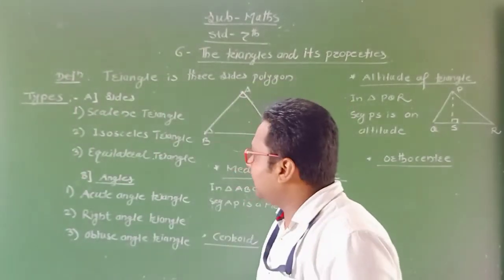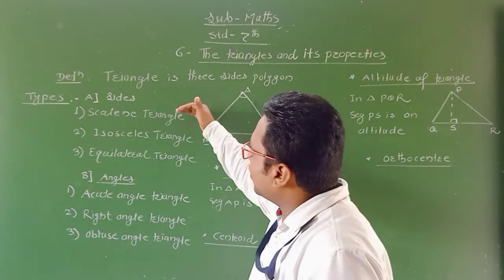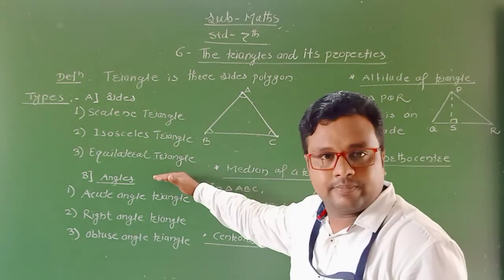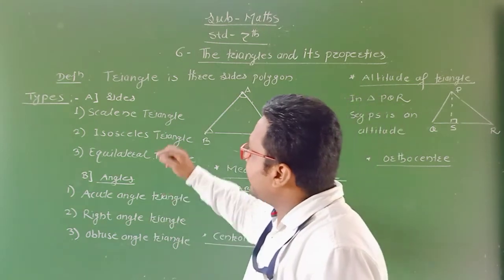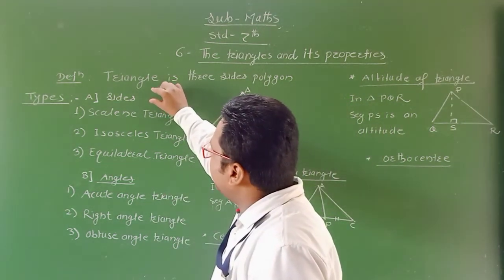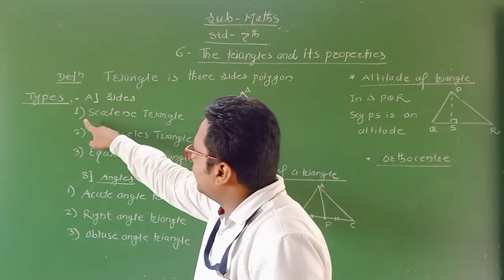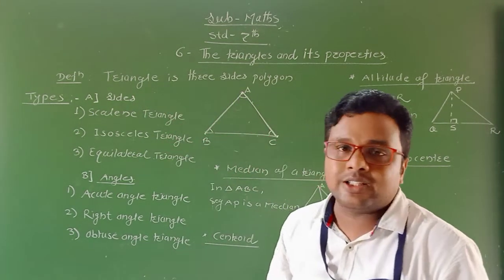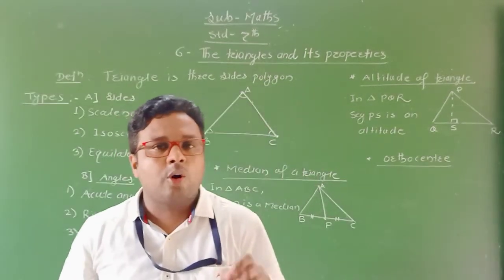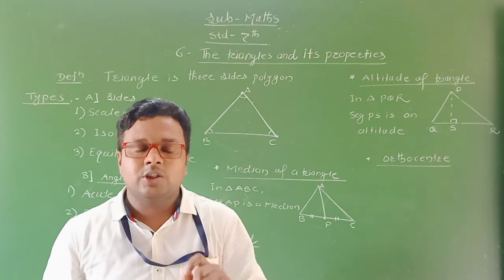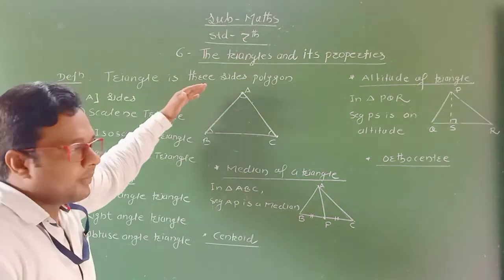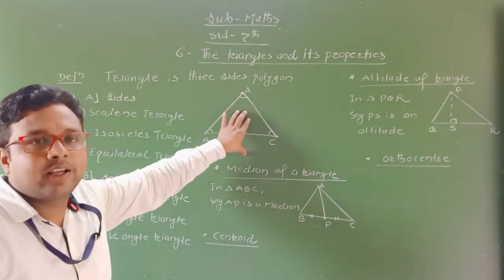Now there are total three types of triangles according to the sides and three types according to the angles. Clear? Now what are the types of triangles according to side? First it is scalene triangle. Now what is scalene triangle? The triangle in which all the sides are of different length, or the measures of the sides of the triangle are different, then that triangle is called a scalene triangle.